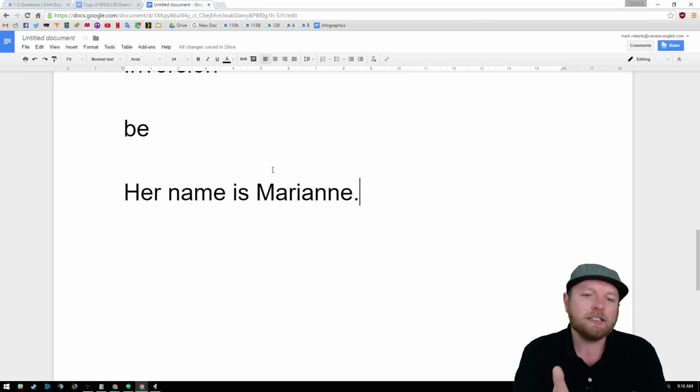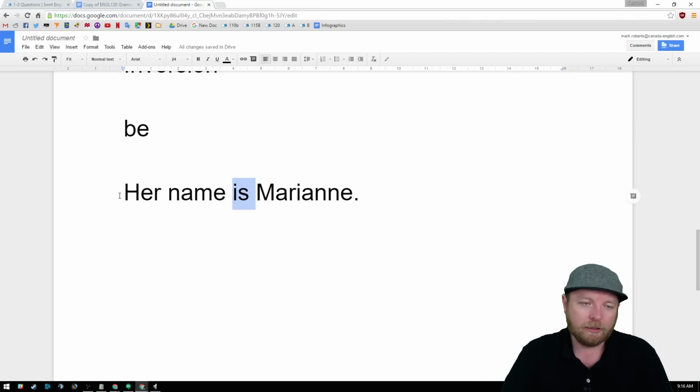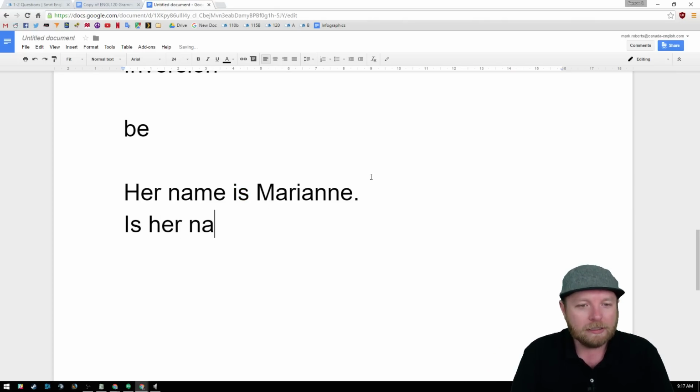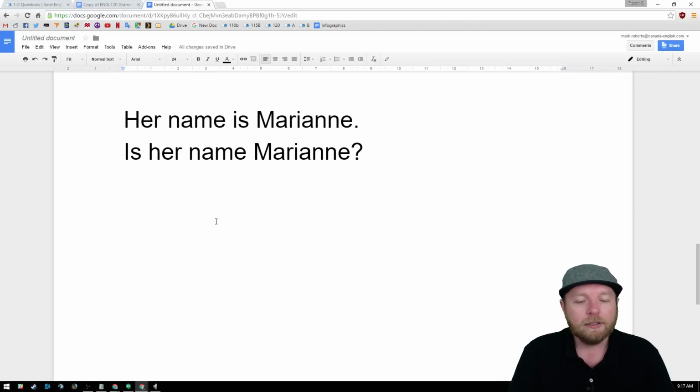Okay, now this sentence has only one verb, right? So I said if the sentence has one verb, use do, does, or did. That's not totally true, because if the sentence is just be, we put be before the subject. This is special. It's only for be. You guys know this, right? This is the first lesson in English when you start learning English. So is her name Marianne? Okay, so let's look at another example.